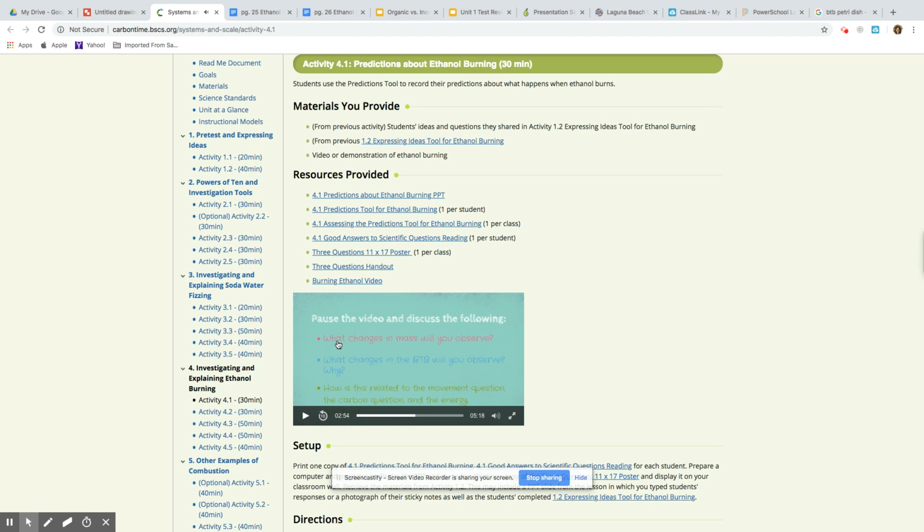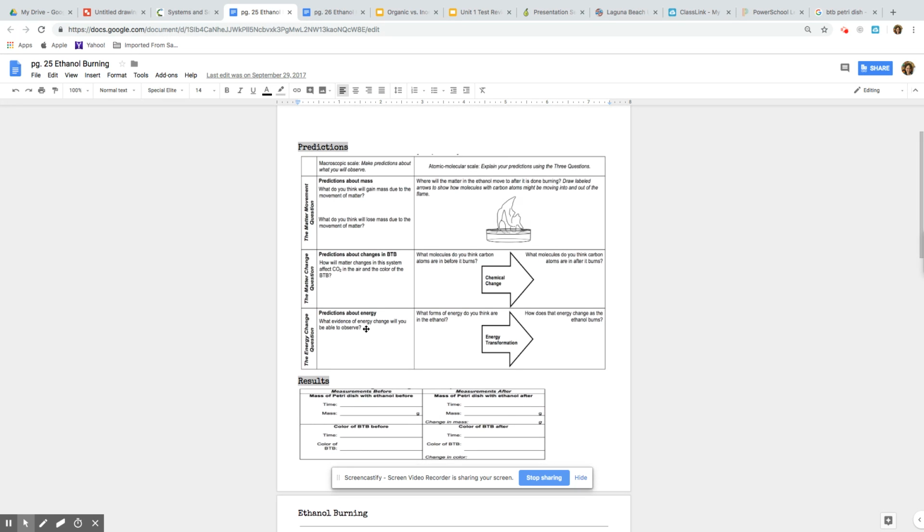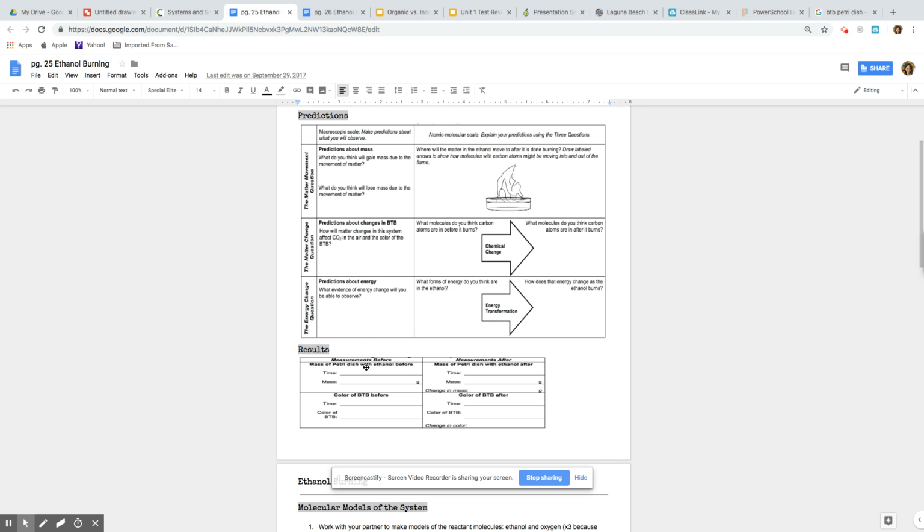So don't discuss these three questions, just simply make a brief statement about what's going to happen to the mass of both the evaporating dish with the ethanol and the BTB, what's going to happen to the carbon that was in ethanol, and how our energy form is going to change in this reaction. Okay? I'm going to go back to the video, and as it plays, I want you to fill out the results data table. So the time you can leave blank.